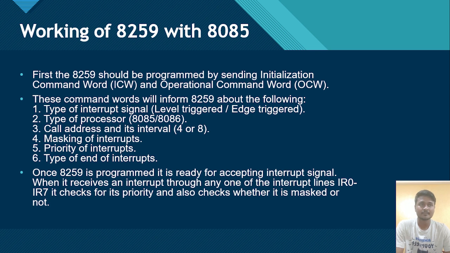And next is, 8259 is programmed. Once it is programmed, it is ready for accepting interrupt signals. When it receives an interrupt through any one of the interrupt lines, that is IR0 to IR7, it checks it for its priority as we have programmed it, and then checks whether it is masked or not.